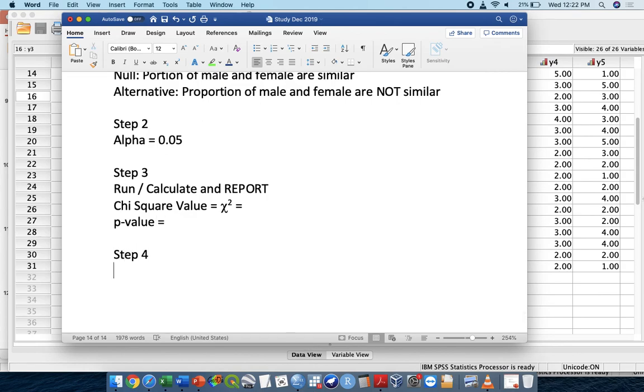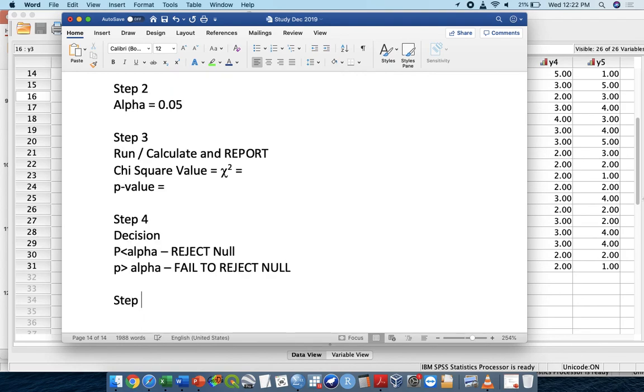What is step number 4? Decision. Very good. Decision also the same. P less than alpha, you need to reject your null. And then if your p-value is more than alpha, you have to fail to reject your null. Okay, and then step number 5. What is step number 5?